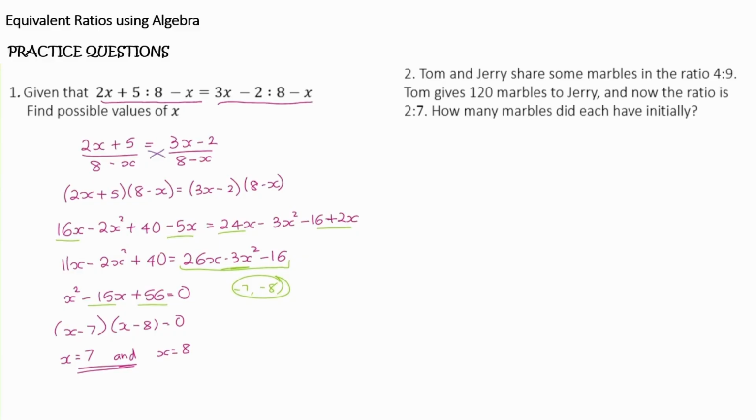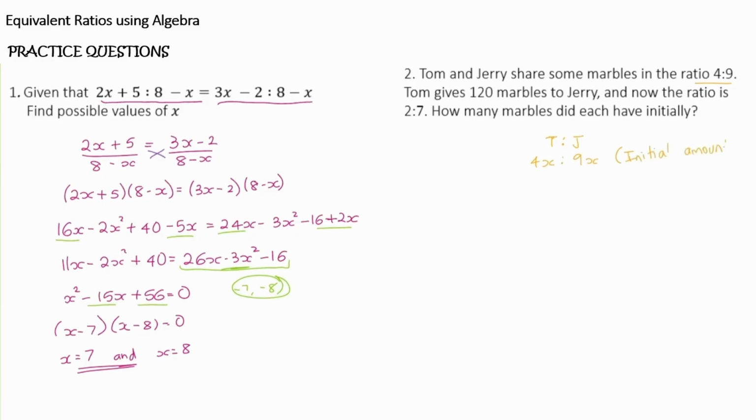Number 2. Tom and Jerry share some marbles in the ratio 4:9. Tom gives 120 marbles to Jerry, and now the ratio is 2:7. How many marbles did each have initially? So we know that the ratio of Tom to Jerry's marbles is 4:9, which means that the initial amount that they had must have been 4x to 9x.